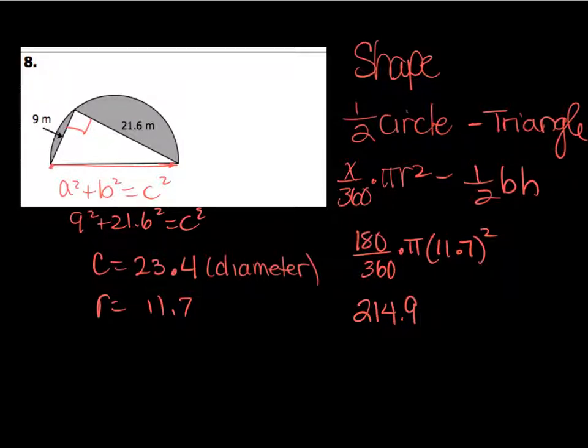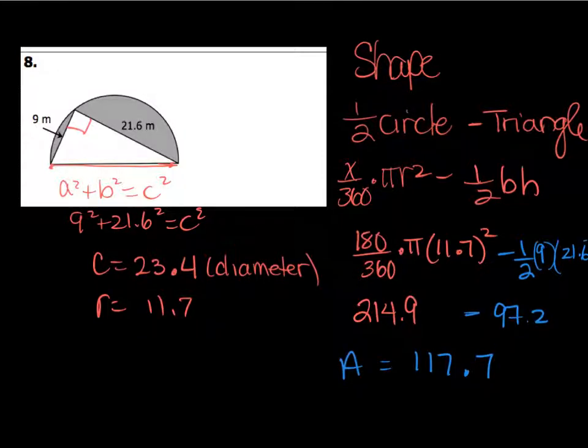214.9. Now let's do the area of the triangle. 1/2 times 9 times 21.6. So we take the entire area, we subtract the area of the triangle, and we get 117.7 meters squared. Whew. We saved the best for last.